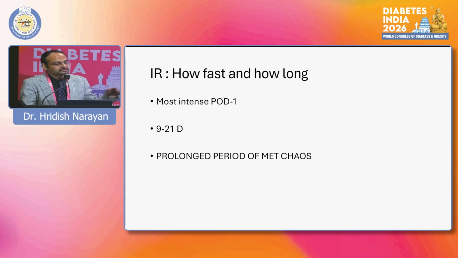Now the question is, this insulin resistance, how fast and how long? Most intense in POD1, because that is when the system is acclimatizing to the problem that has happened to the patient. But researchers say that it can be as long as 9 to 21 days. The coefficient of variation is quite wide. And a prolonged period of metabolic chaos goes on during this period, so we have to be specifically careful about what changes are happening.